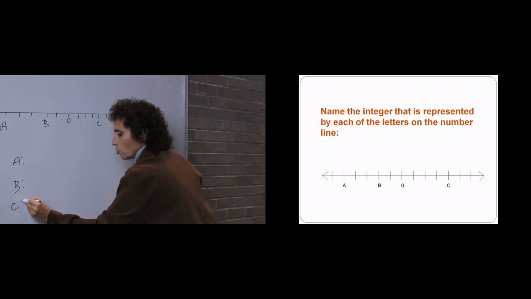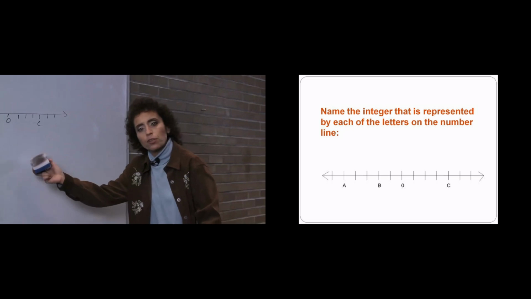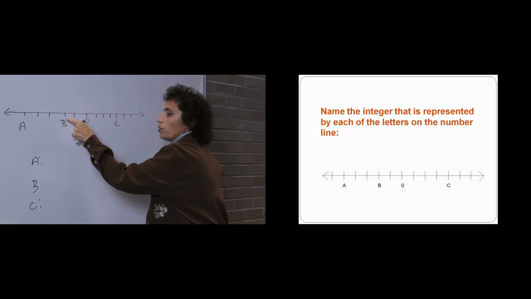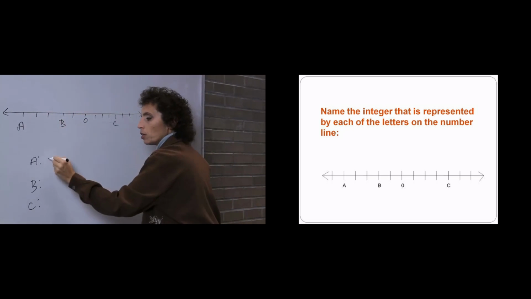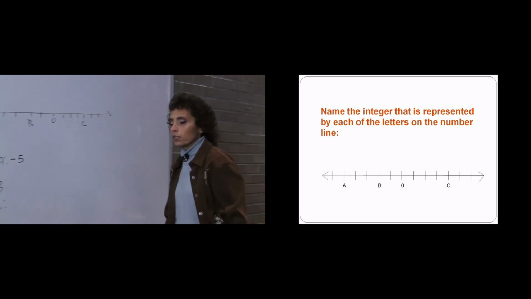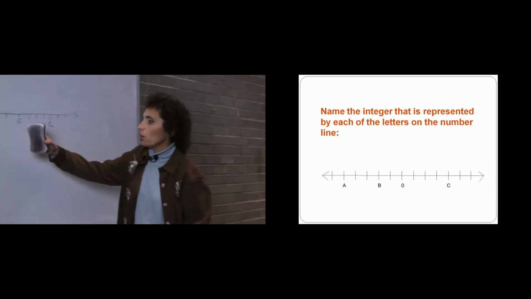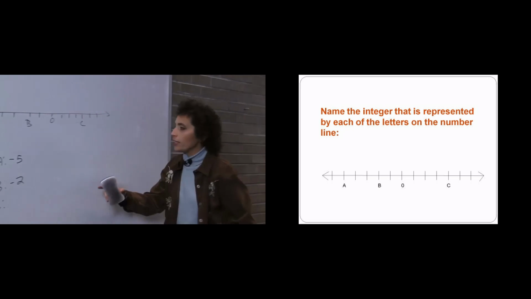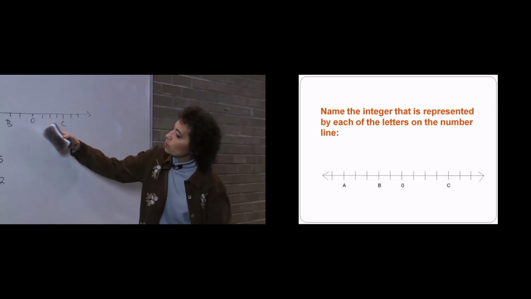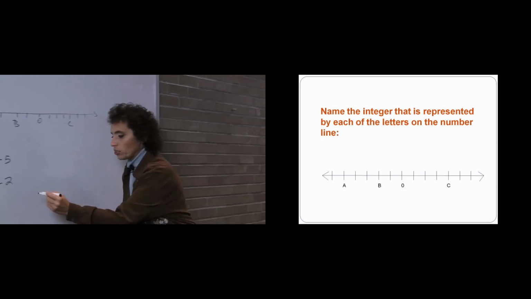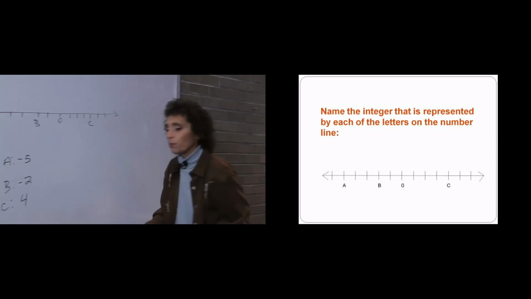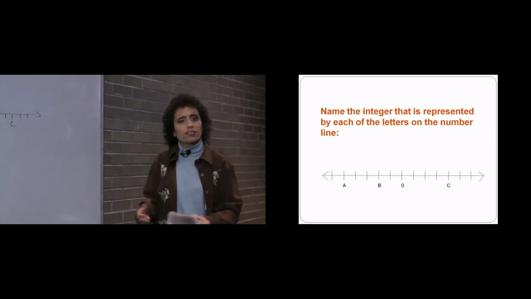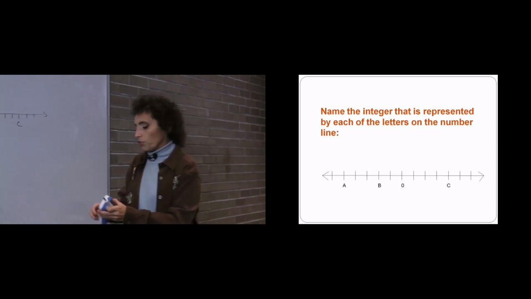Well, obviously you can see that A and B are both negative because they're to the left of 0 or below 0. A is 1, 2, 3, 4, 5 below, so that's negative 5. Okay, B is 1, 2 below, so that is negative 2. And C is 1, 2, 3, 4 above. That makes it positive. You don't need the positive sign, but if you write it, you're fine. Okay. All right, let's take a look at another way we can use integers.